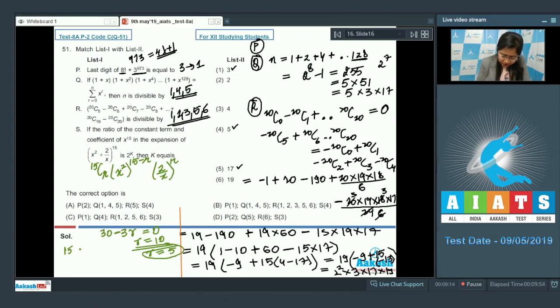We will get 15C10 multiplied with 2 raised to the power 10 divided by, put r equal to 5, 15C5 multiplied with 2 raised to the power 5. Now these two are the same, so they can get cancelled. So this is equal to 2 raised to the power 5, which means that k equals 5. That is option number 4 is correct. So from the given options, it can be seen that option number B is the correct answer.